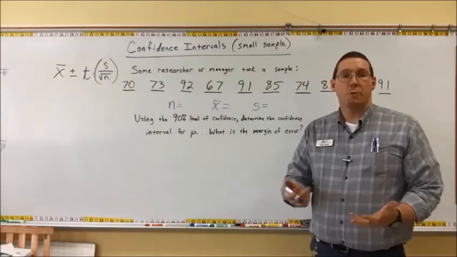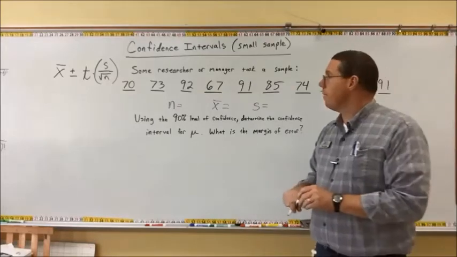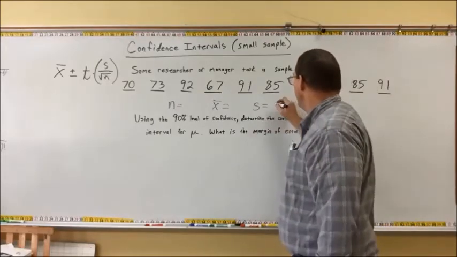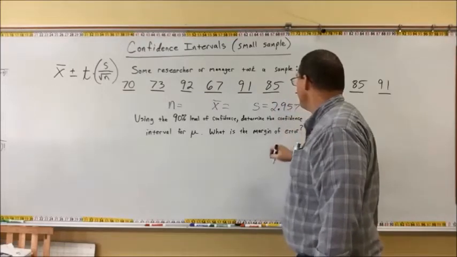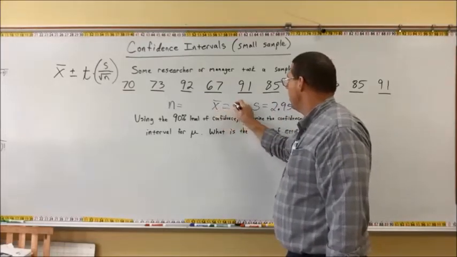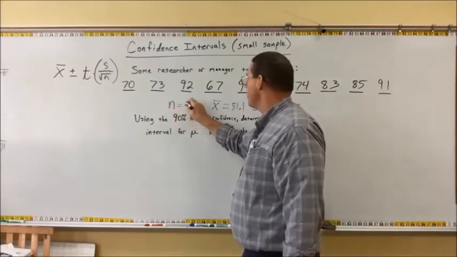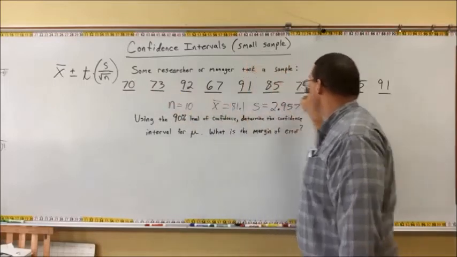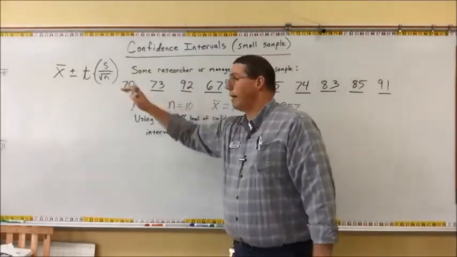All right, folks, I just went into Excel and I did the descriptive statistics. And what I came up with was a standard deviation of 2.957, a mean of 81.1, and a sample size of 10. Of course, we already knew that because we counted them. 1, 2, 3, 4, 5, 6, 7, 8, 9, 10.